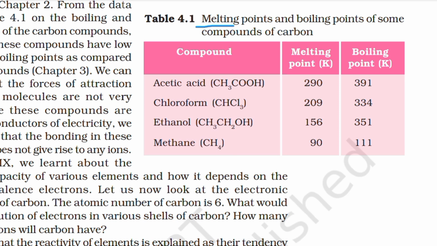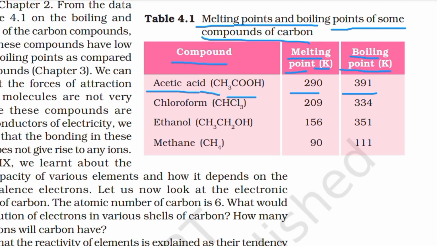Melting points and boiling points of some compounds of carbon. Compound, melting point K, boiling point K. Acetic acid, CH3COOH, melting point 290, boiling point 391.